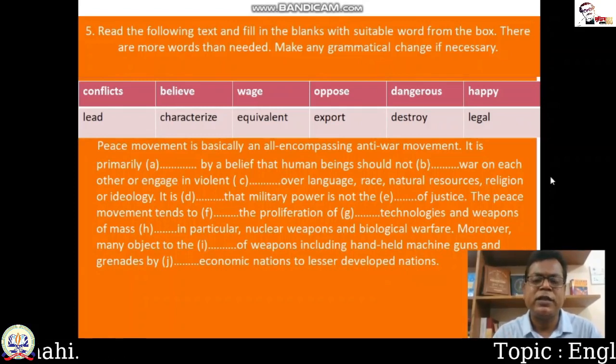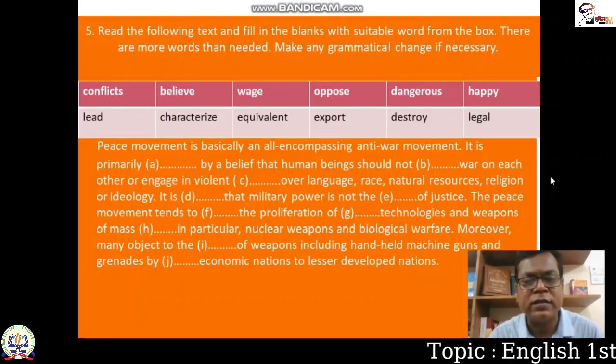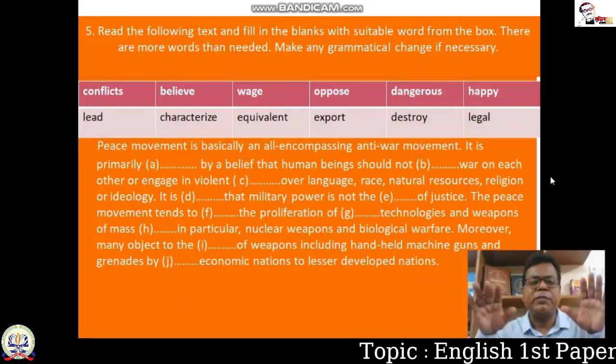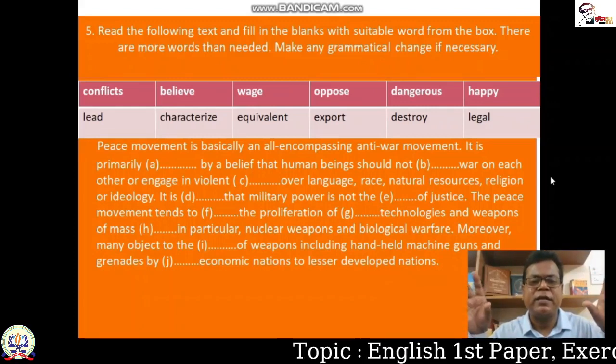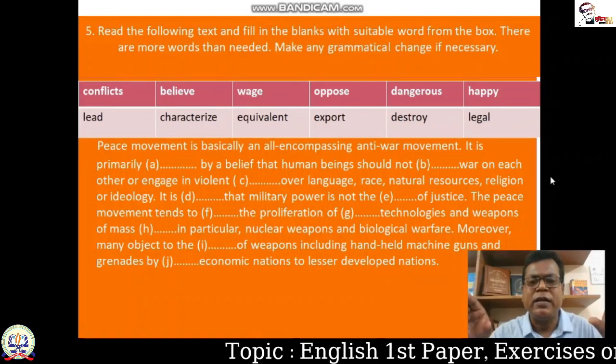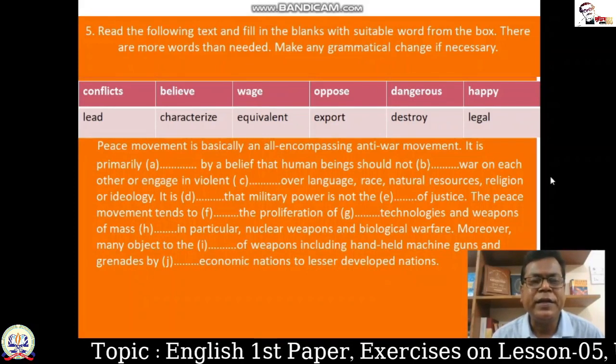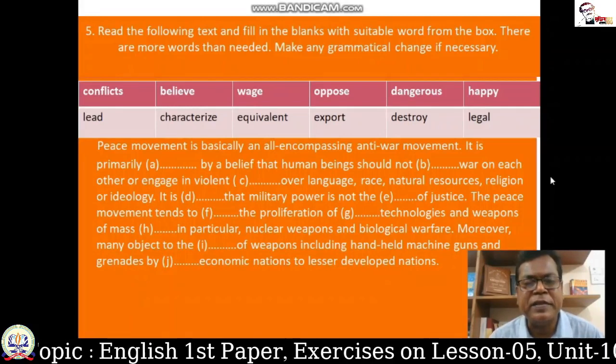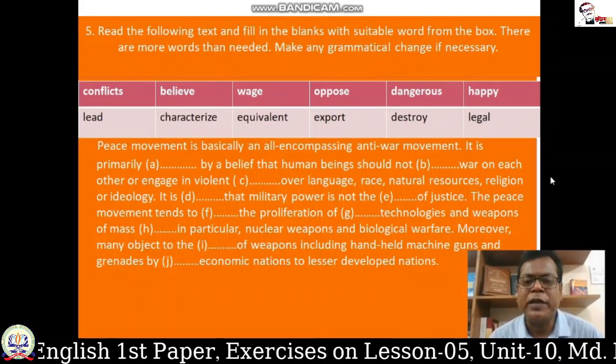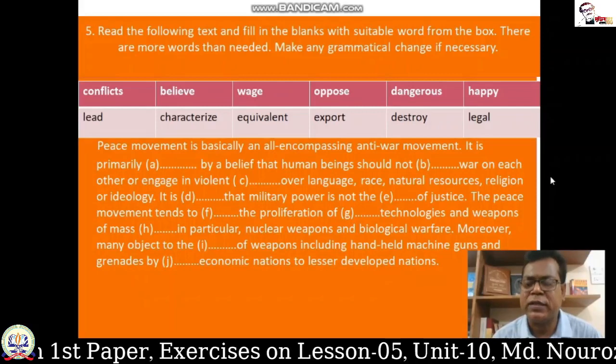Which economic nations? Leading economic nations. That means there are some few countries. There are few countries who lead the economy of the whole world, right? So leading will be the correct answer for gap J. Leading economic nations to the lesser developed nations.